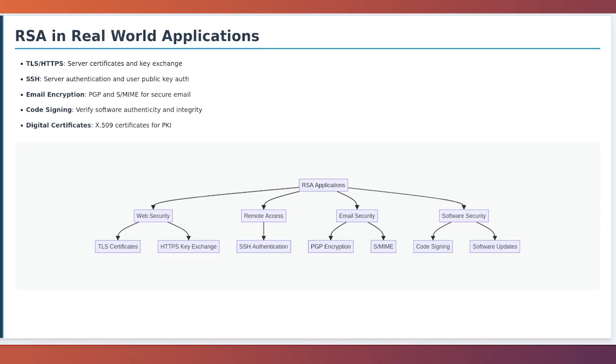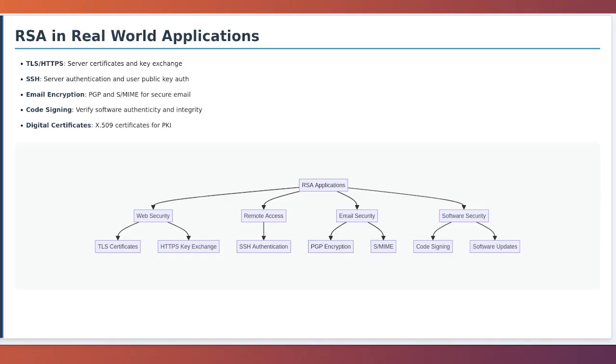In TLS and HTTPS, RSA plays multiple roles. RSA certificates contain public keys that identify servers. These certificates are signed using RSASSA-PKCS 1 version 1.5 or RSASSA-PSS by certificate authorities. During the TLS handshake, RSA can be used for key exchange where the client encrypts a pre-master secret with the server's public key, though modern TLS 1.3 prefers elliptic curve Diffie-Hellman instead for forward secrecy.